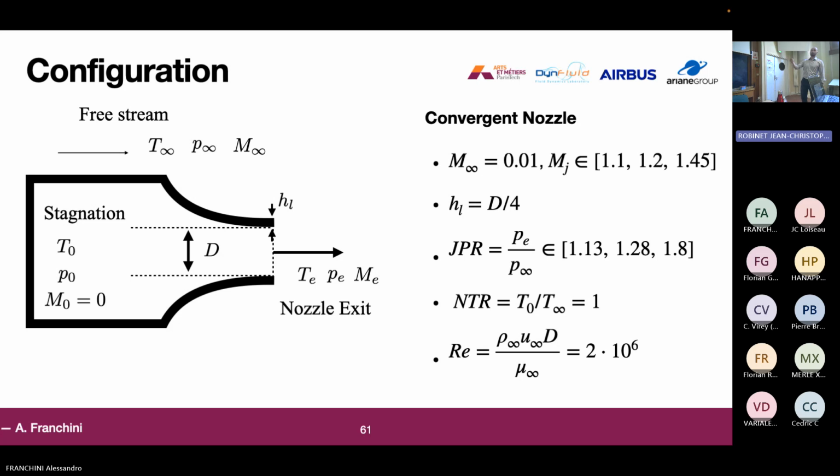The main parameter that describes this mechanism is the jet pressure ratio, the ratio between the pressure at the nozzle exit and the free stream pressure, and we will simulate over these values here. Another quantity that is equivalent to this JPR is the MJ, which is the fully expanded jet Mach number, which is equivalent to the Mach number that we need in a convergent-divergent nozzle in order to get a perfectly expanded jet.